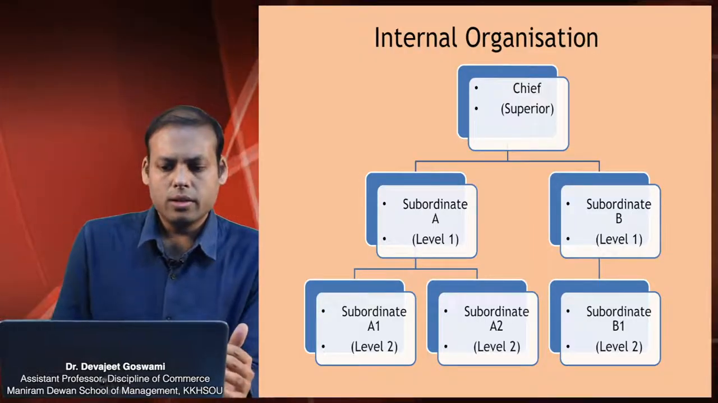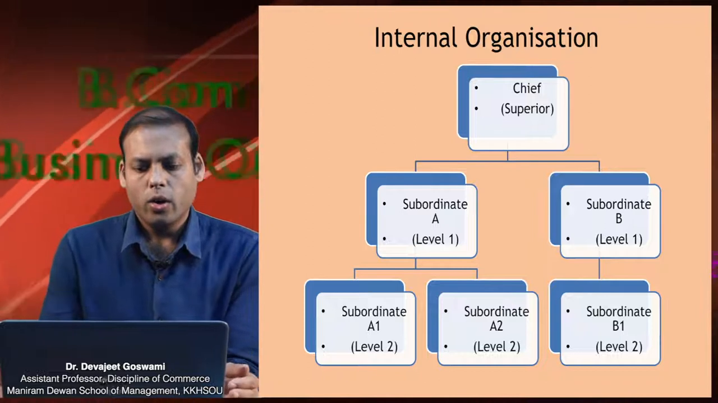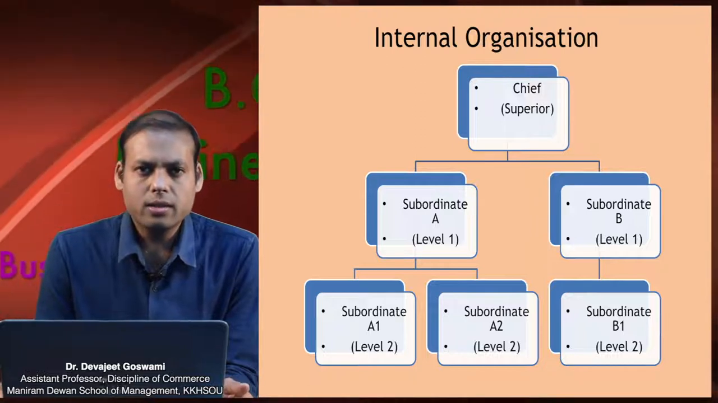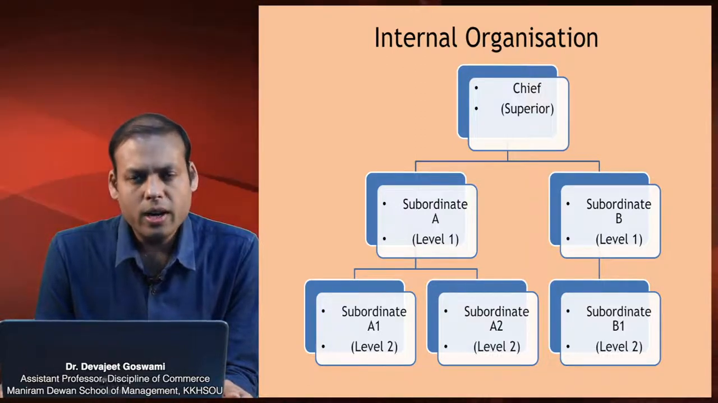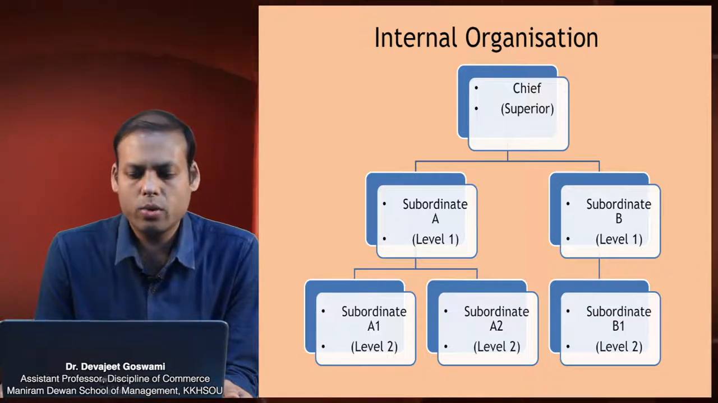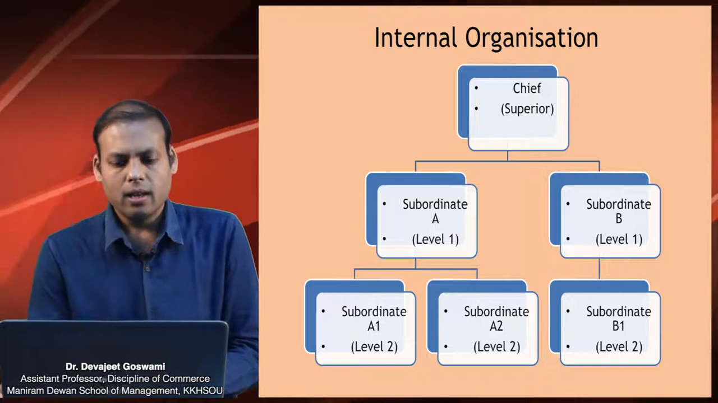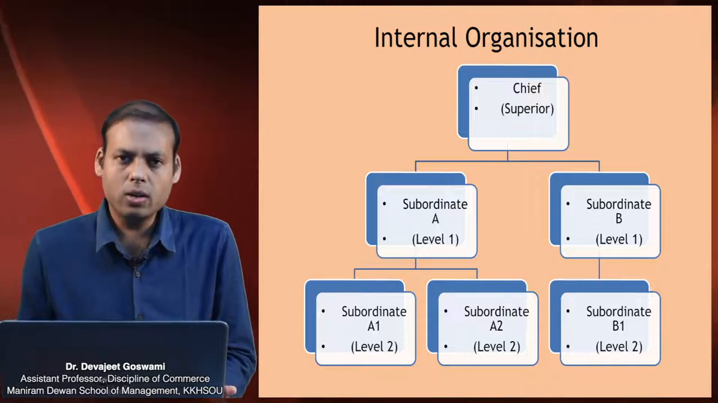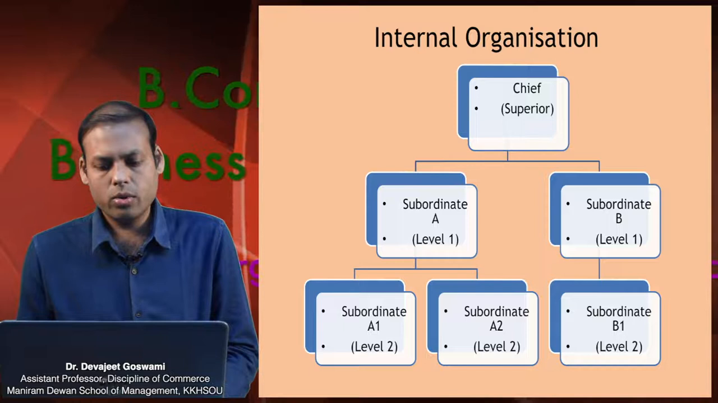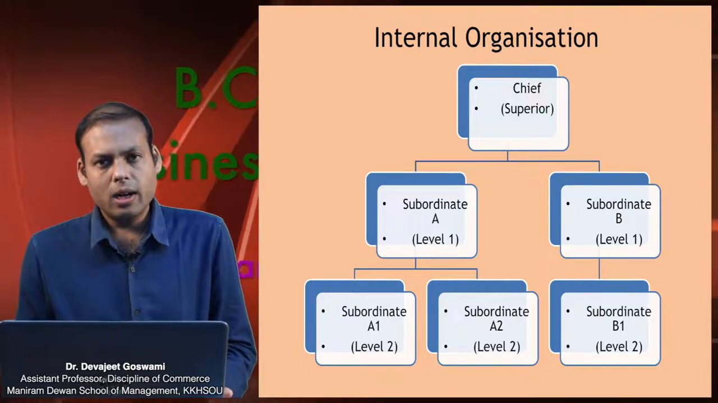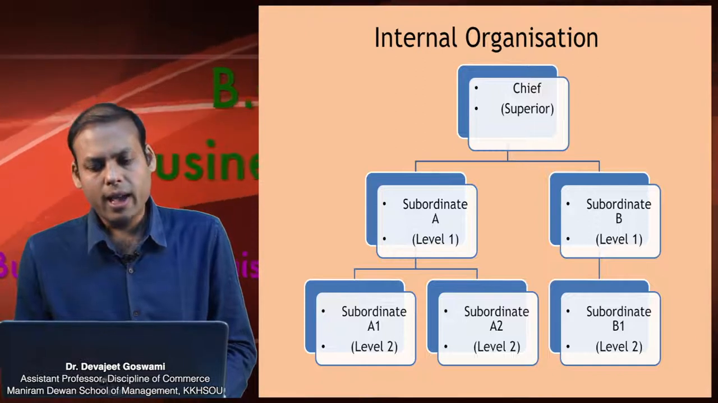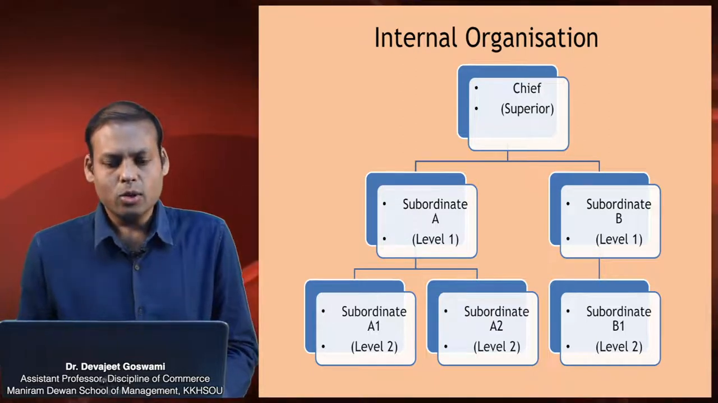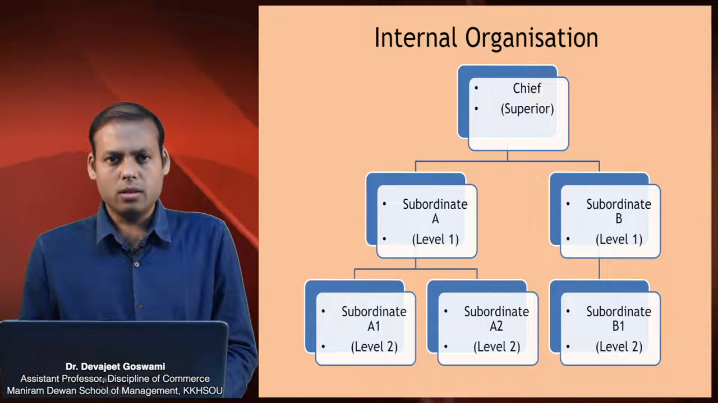So, let us see this diagram. Here, we have classified as superior and subordinate. The superior we have termed as chief. Then at level 1, there are two subordinates, subordinate A and subordinate B. Again, under subordinate A, there are two more subordinates at level 2, subordinate A1 and subordinate A2. Similarly, under subordinate B, at level 2, there is one subordinate, that is subordinate B1. So, this is the internal structure of the organization.